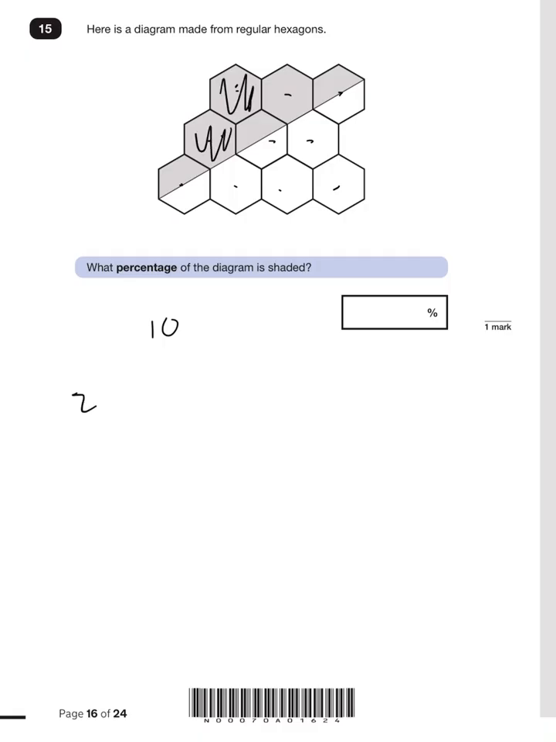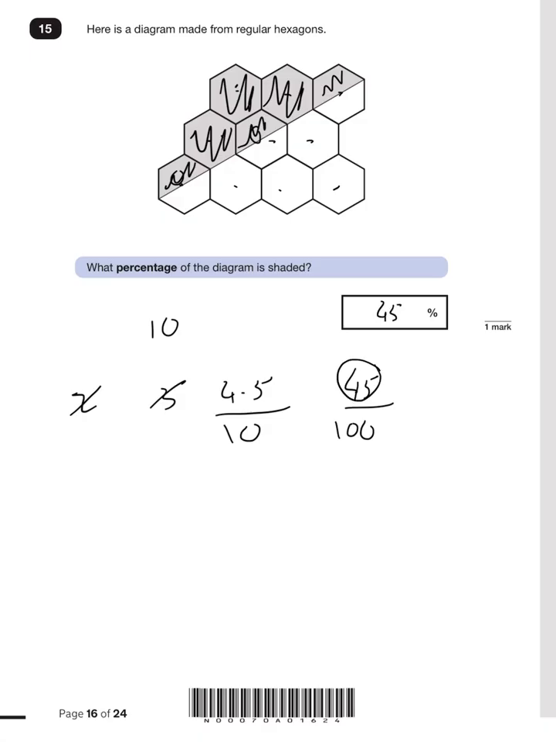So those 2 are done. We've got these 2 half ones, so I would make another one to make it 3. We've got another full one here, I didn't see earlier, to make it 4. And we've got a half. So we've got 4.5 out of 10. Multiply that by 10, we get 45 out of 100. Percentages are out of 100. So the answer is 45.